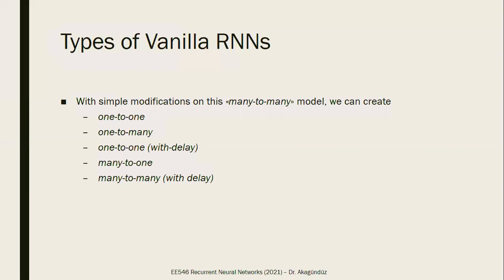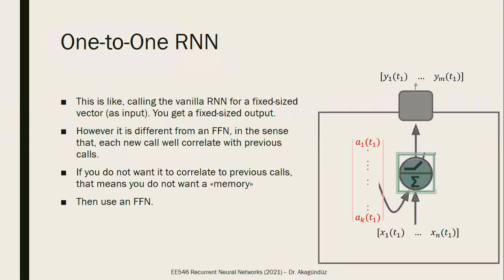Okay, so we start with one-to-one RNN. Let's change our model to one-to-one RNN. I repeat, I'm not saying one-to-one RNN with a delay. There is no delay. In this RNN, you give one input and you get one output. So it is like calling the vanilla RNN only once for a fixed sized output.